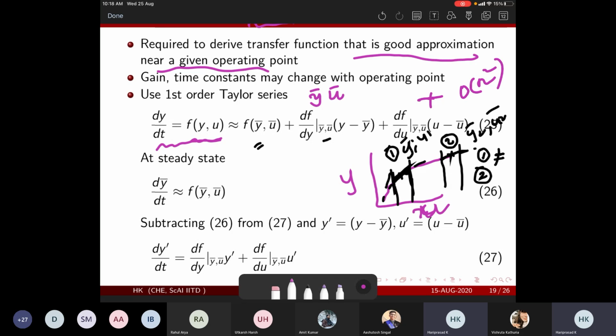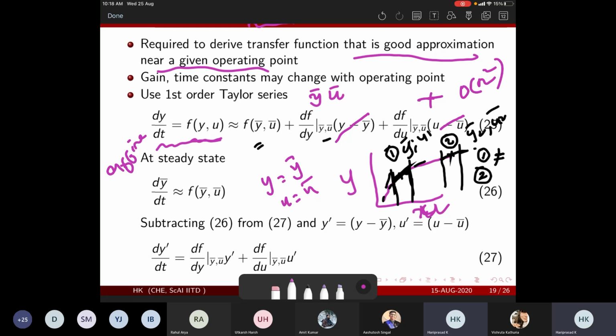And at the steady state, what would happen? Your y becomes y bar, u becomes u bar. So what happens? This term would go to zero, this term would go to zero. So at the steady state, only your constant term exists, which people sometimes call the affine term. It's just a constant. Only the affine term exists.